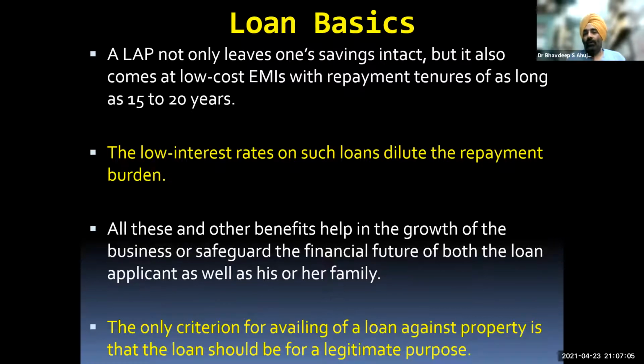Like a home loan, LAP or the mortgage loan is also at a low cost EMI, and the time period is 15 to 20 years. And low interest rates will dilute the repayment burden. Then there are a lot of other advantages as well. Firstly, the loan against property needs to be for a legitimate purpose, which you have to specify to the bank. If it is for higher education, or for say, expansion, you need to make sure. Sometimes some banks will need paperwork properly for that.